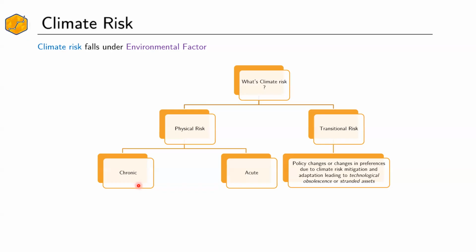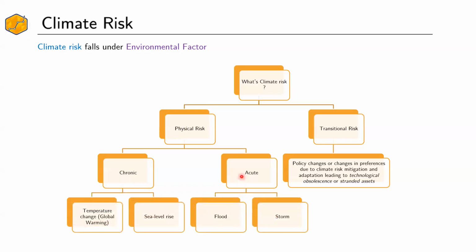Okay. So to give you some more examples, as we discussed, right? Acute covers flood, storm, which are sudden in nature and that cause damage to assets. And chronic is more gradual. We don't notice the change suddenly, but you'll notice the change over a long period of time. But the impacts will be irreversible. It will be very difficult to control that.